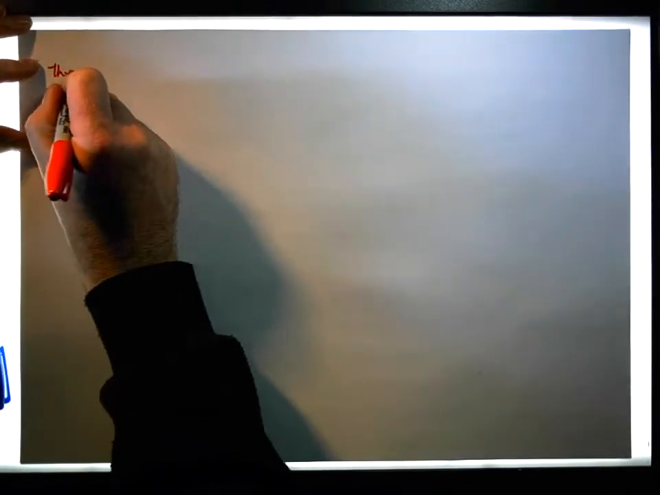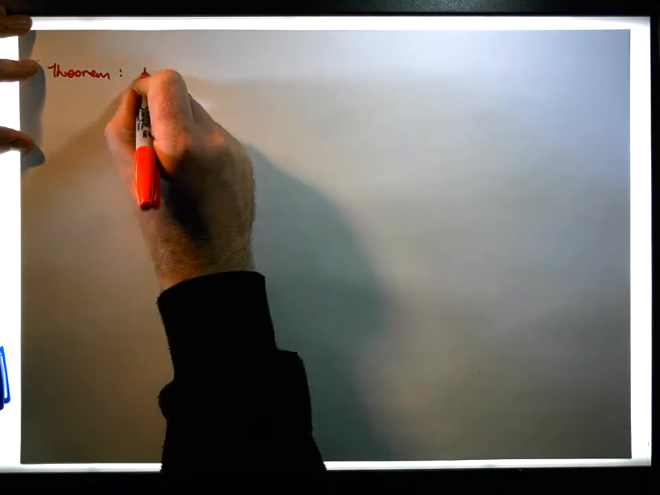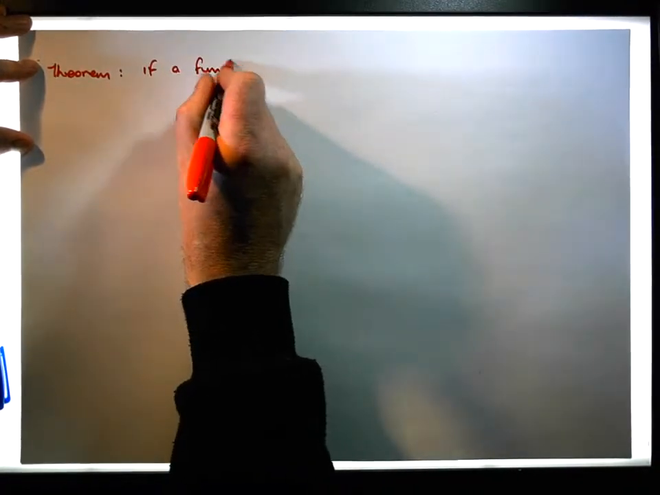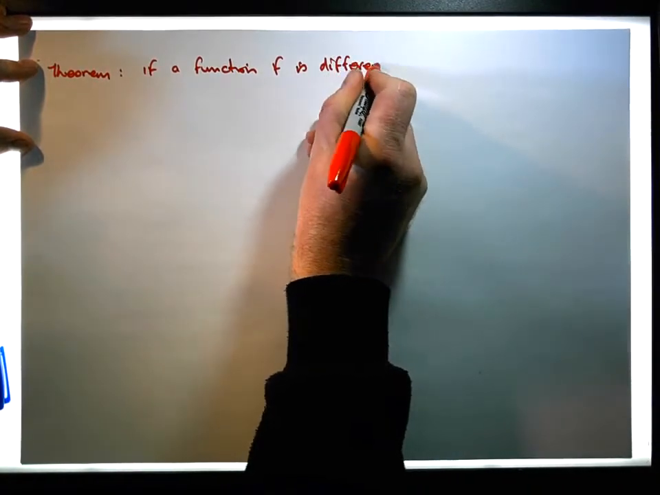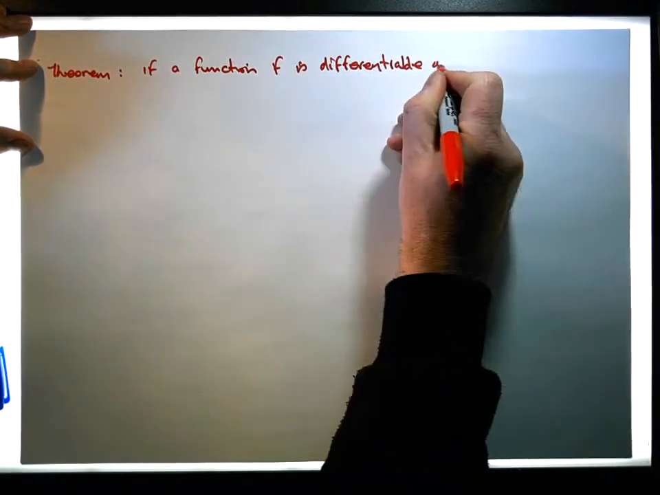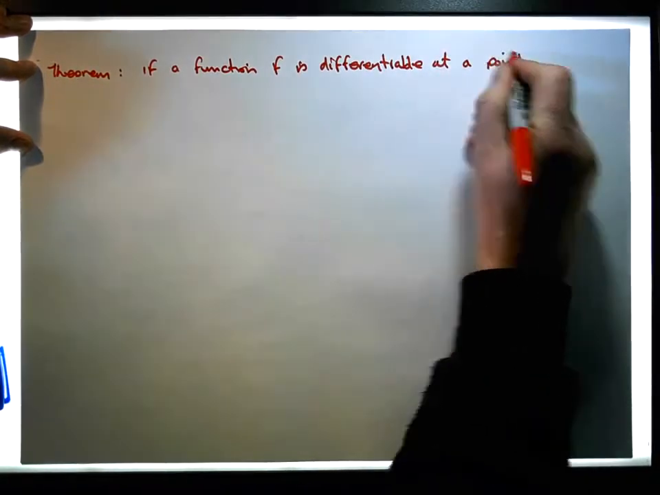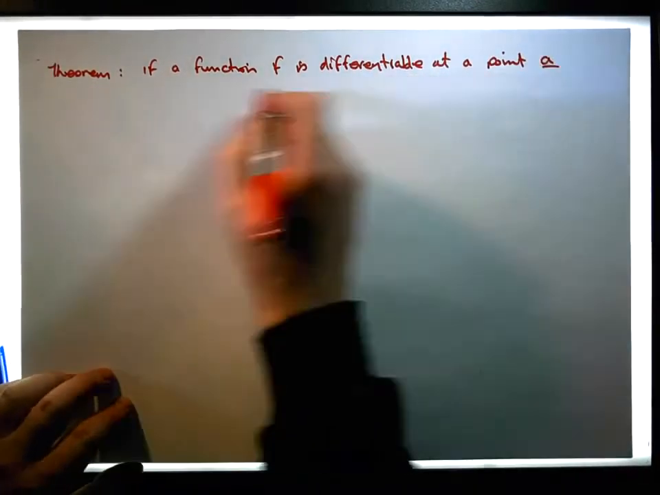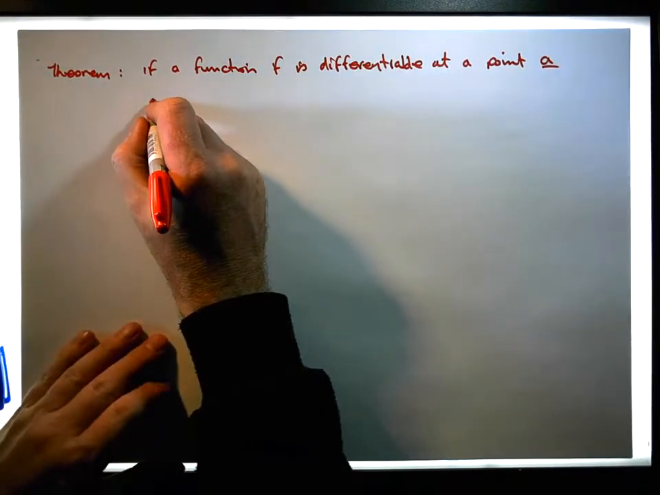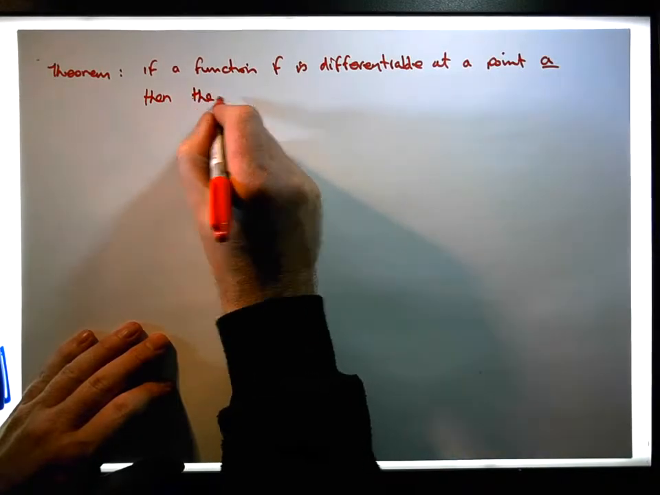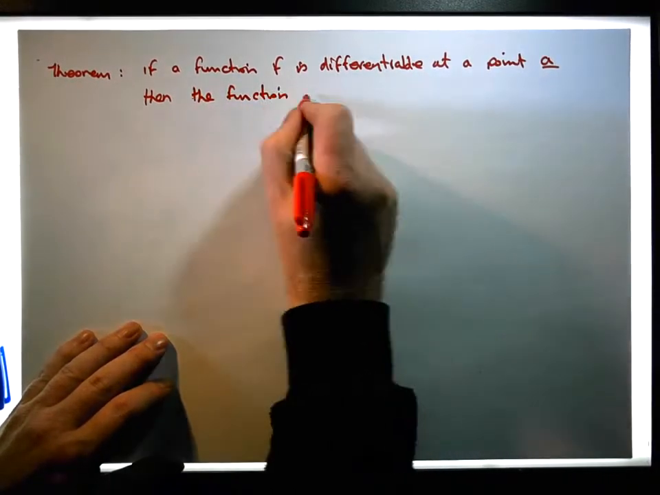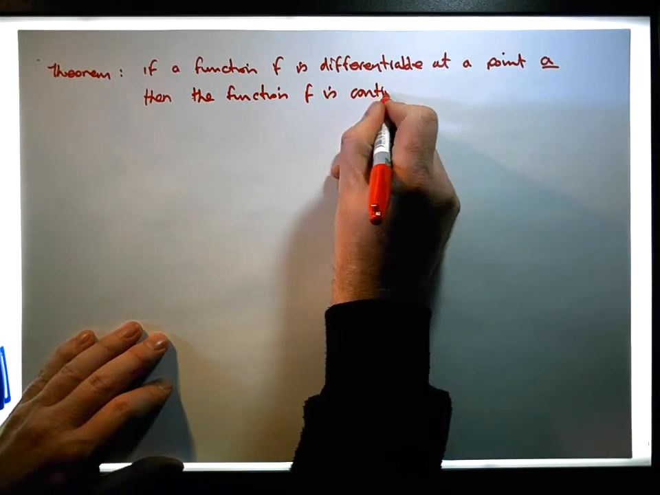So once again, let's write our theorem down again. The theorem is that if a function f is differentiable at a point a, then the function f is continuous.